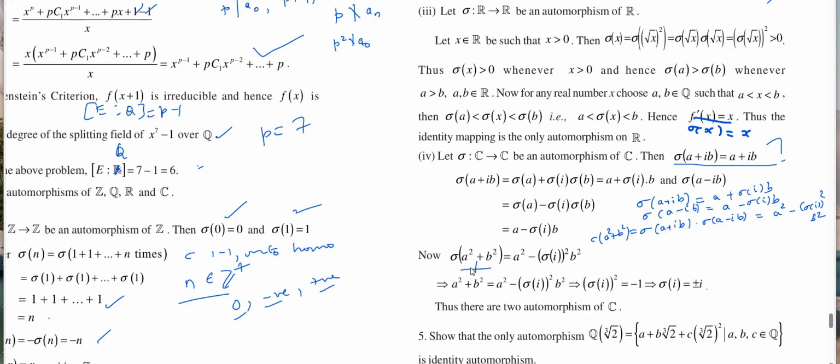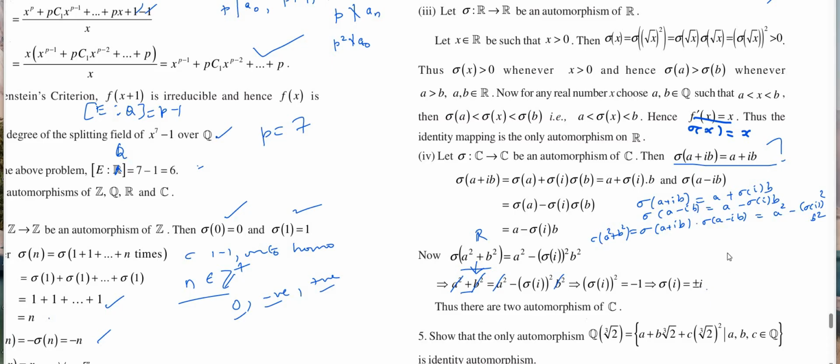Now, why do we get this? This is going to be a real number. By the previous result, this has to be retained because sigma is the only automorphism on R, and this is a member of R. So by comparing, you can cancel out this a square, and b is non-zero, so you can cancel out this. So sigma of i the whole square is just minus 1, and a root of minus 1 you have plus or minus i.